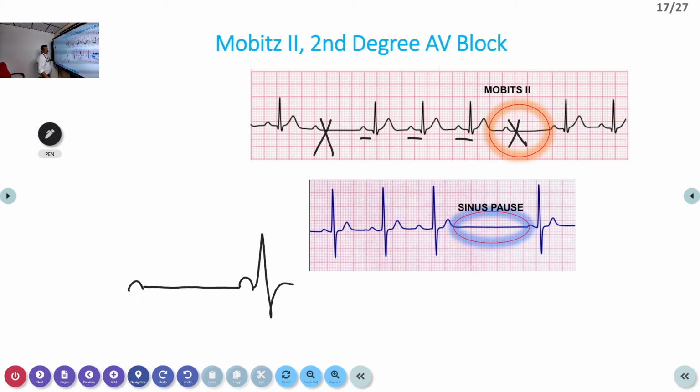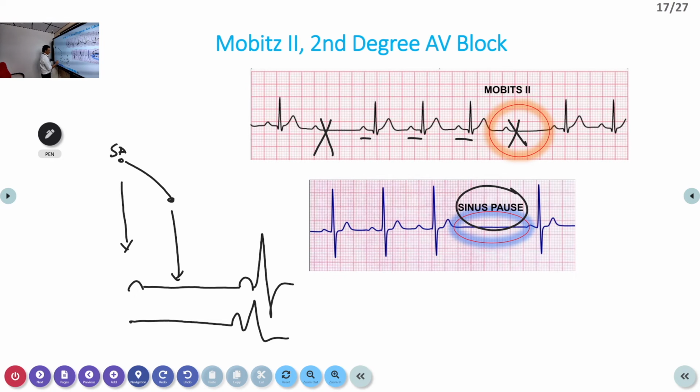But there is another entity called sinus pause. Sinus pause means, so here what is happening is SA node is activated, but it is not going to the AV node. That is a problem here. SA node activated, you get a P wave, but you are not getting a QRS complex. Whereas in sinus pause, there is no P, no QRS. So there is no activity from the SA node, and since there is no activity, it is not conducted.